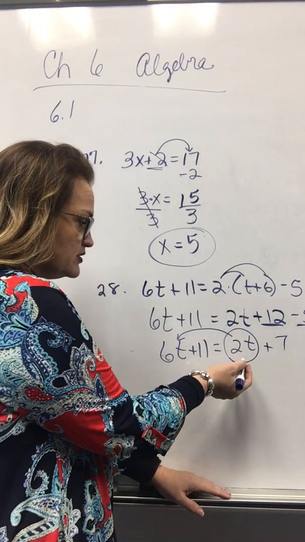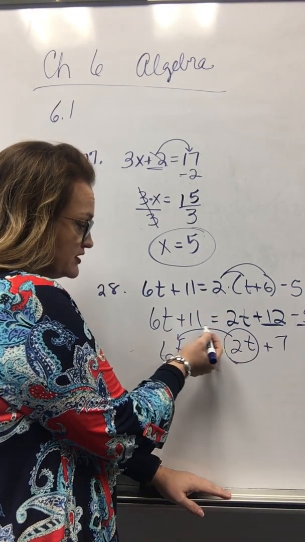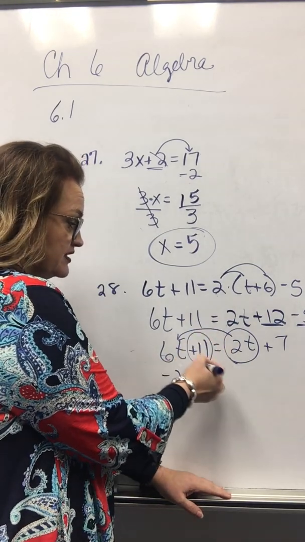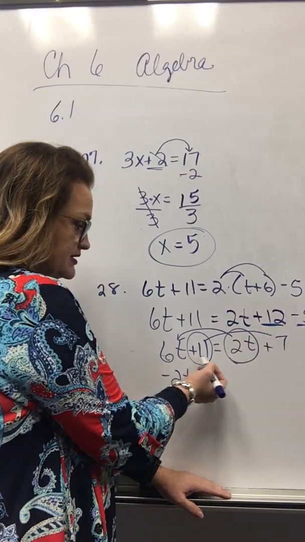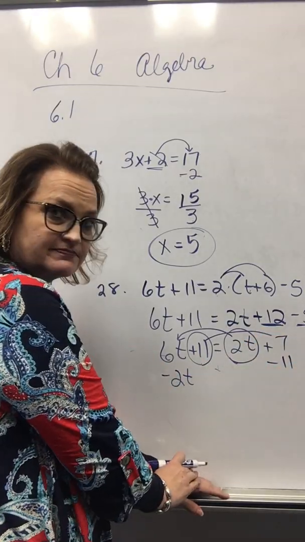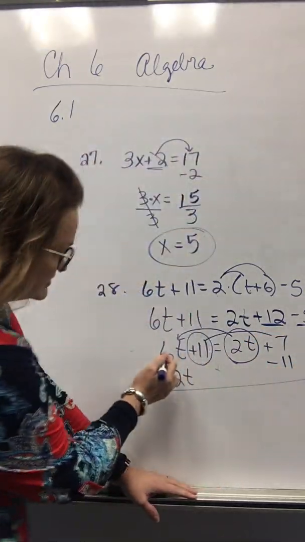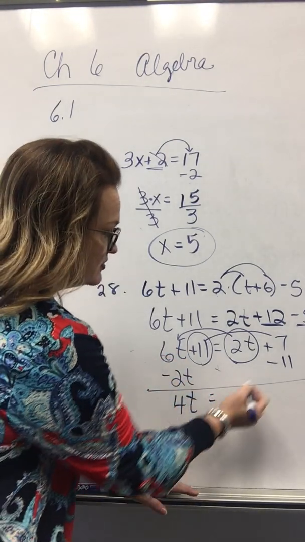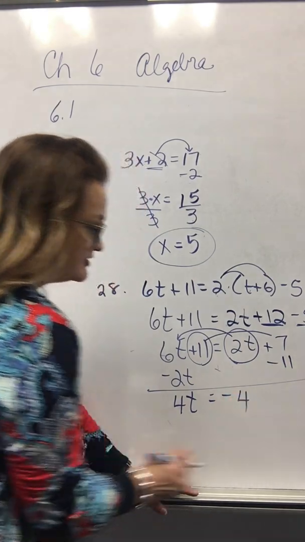It's okay either way, but the 2t, when it crosses over the equal sign, becomes minus 2t. And then I'll move the 11 to the right side. A positive 11 will be a minus 11. And then we can simplify: 6t and minus 2t is 4t on the left. And then on the right, 7 minus 11 is negative 4.